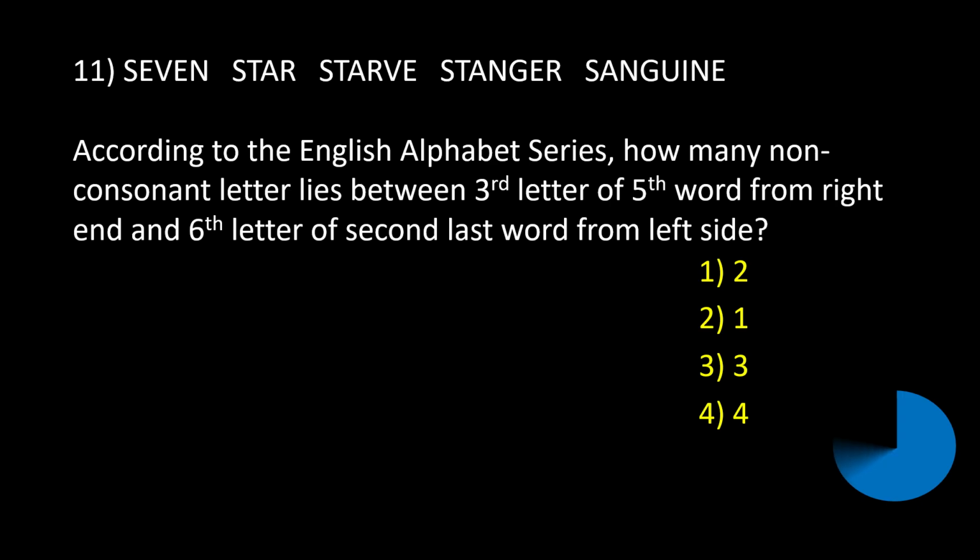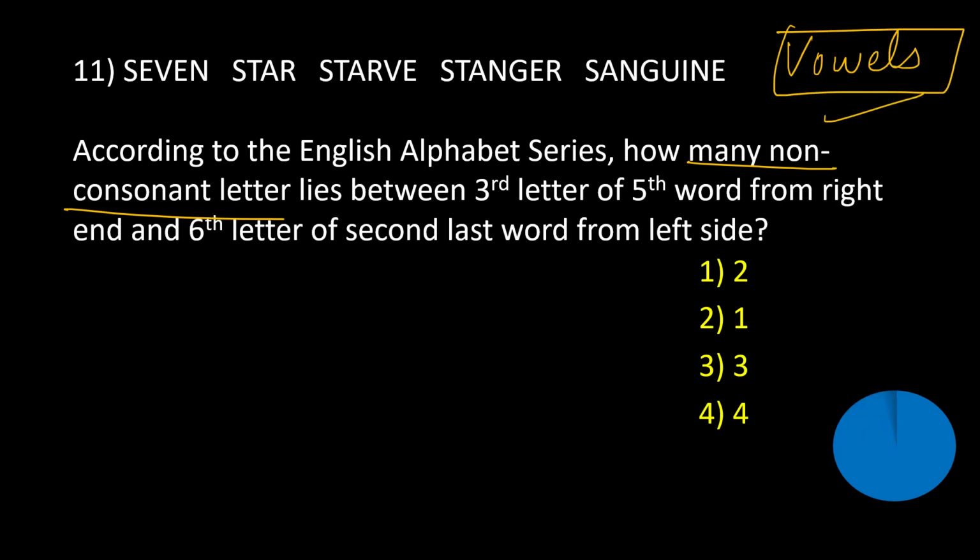So here what they have said, how many non-consonant letters? Non-consonant letters means you need to find out the vowels. You need to find out the vowels between third letter of fifth word from the right hand. 1, 2, 3, 4, 5. This is the fifth word and we want third letter. 1, 2, 3. V is the third letter.